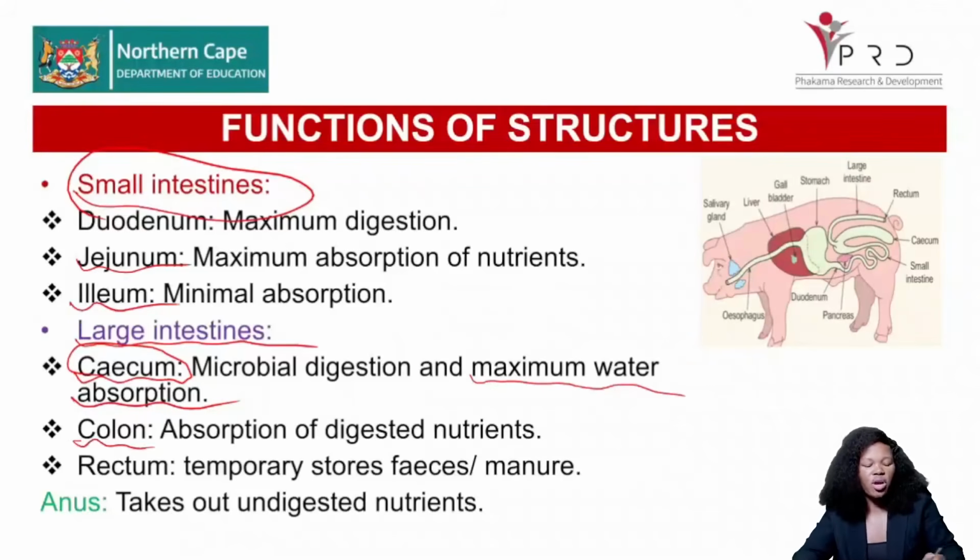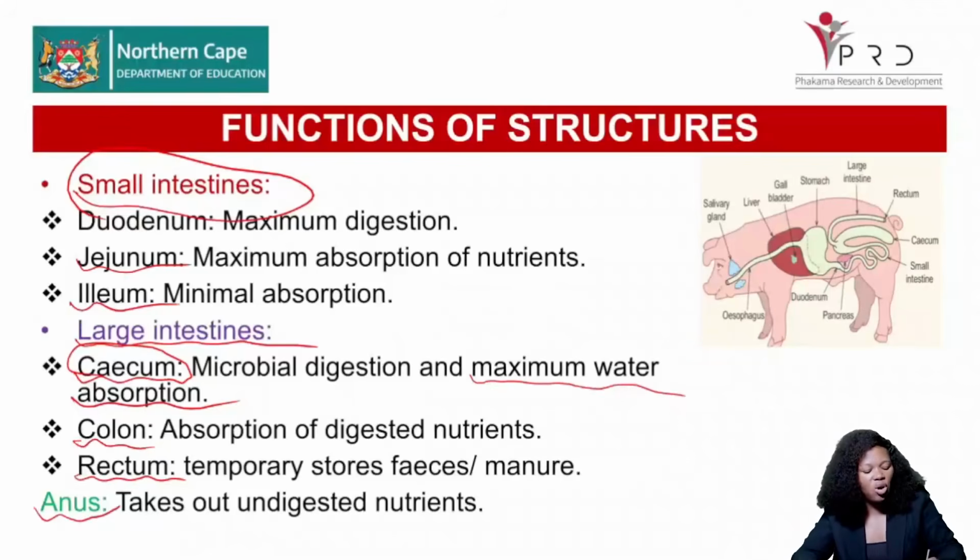The function of a colon is the absorption of digested nutrients such as volatile fatty acids, right? The B vitamins, the fat soluble vitamins, and water absorption as well, right? And the next part of a digestive system is the rectum, which temporarily stores undigested nutrients, those nutrients that were not digested, or we can say it temporarily stores feces or manure or the excreta, right?